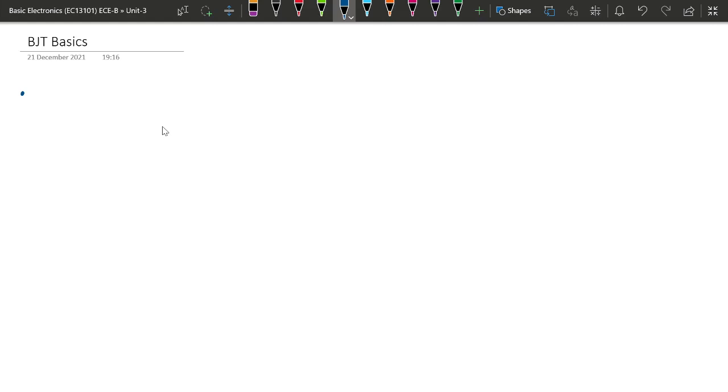So this BJT transistor is a three-layer semiconductor device basically consisting of either two n-type layers and one p-type layer, or two p-type layers and one n-type layer. Okay, so BJT stands for bipolar junction transistor. So it is called bipolar junction transistor.